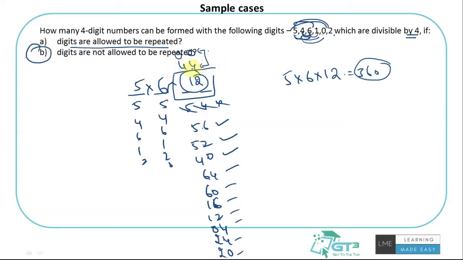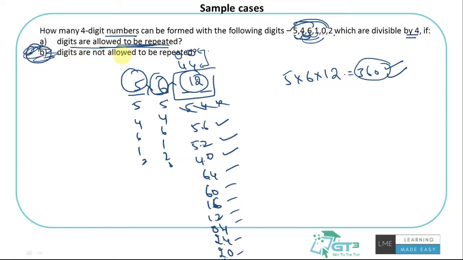Sorry, I did it for the repetition allowed, right? So all the 12 cases, 1, 2, 3, 4, 5, 6, 7, 8, 9, 10, 11, 12, when the digits are allowed to be repeated. So I can find 360 4-digit numbers formed from these digits which are divisible by 4 if the digits are allowed to be repeated. I did A only, my bad.